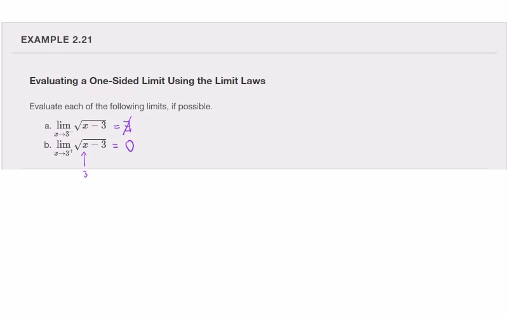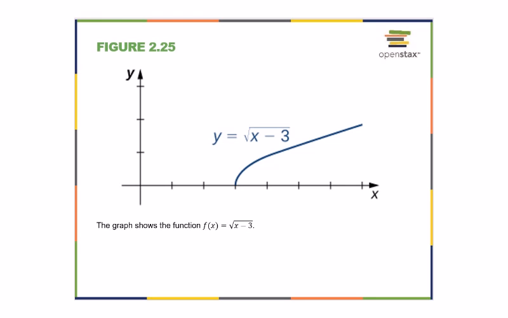And just to show you graphically, here's the actual function, square root of x minus 3. You can see that the function actually comes to an end here at x equals 3. On the left side, if we come from this side, there's nothing there. It's non-existent. So that's why the function doesn't exist from the left. But from the right side, we can see that as we get closer and closer to 3 on the x-axis, we get closer to 0 on the y-axis.